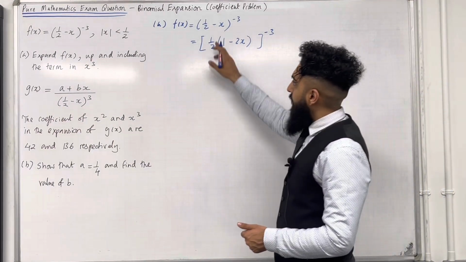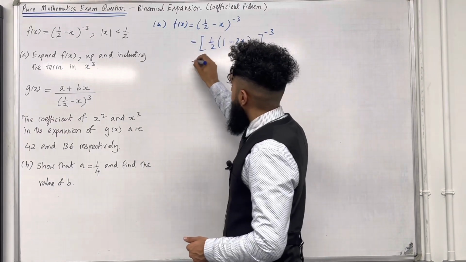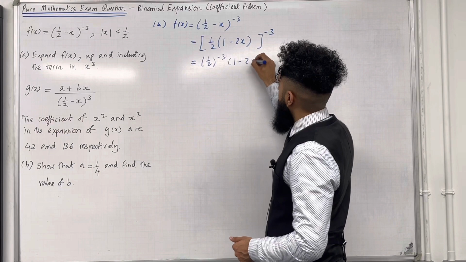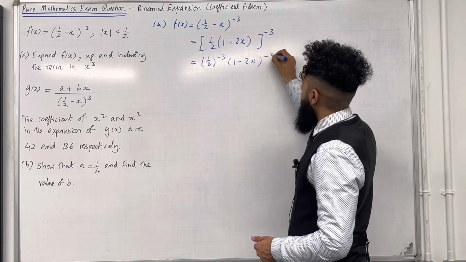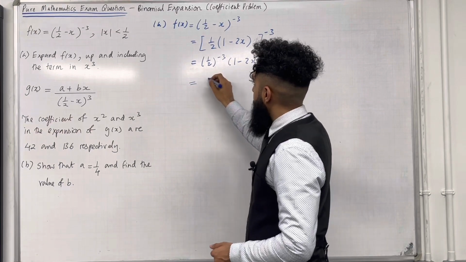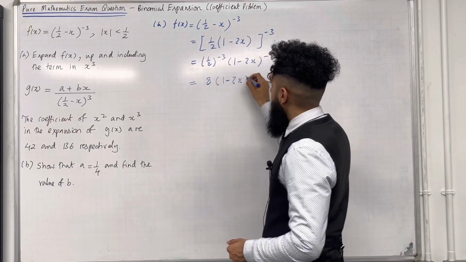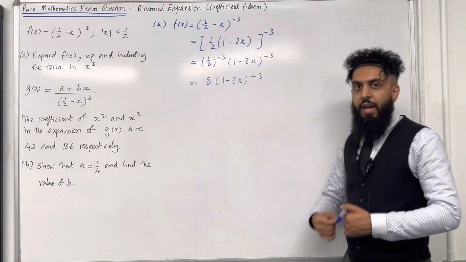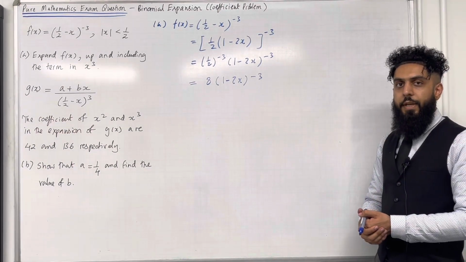Right, so I take a half and I raise it to the power minus 3, and I take the bracket and raise it to the power minus 3. A half to the power minus 3 is just 8, so I've got 8 lots of (1 minus 2x) to the power minus 3. Since I've got a 1 inside this bracket, I can now expand it using the binomial expansion formula.